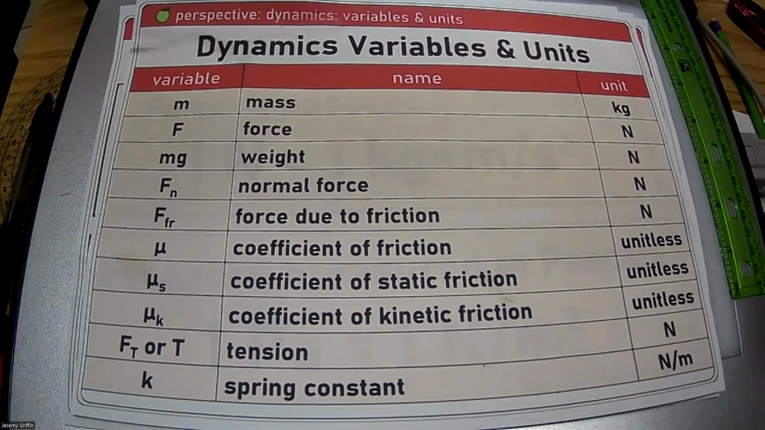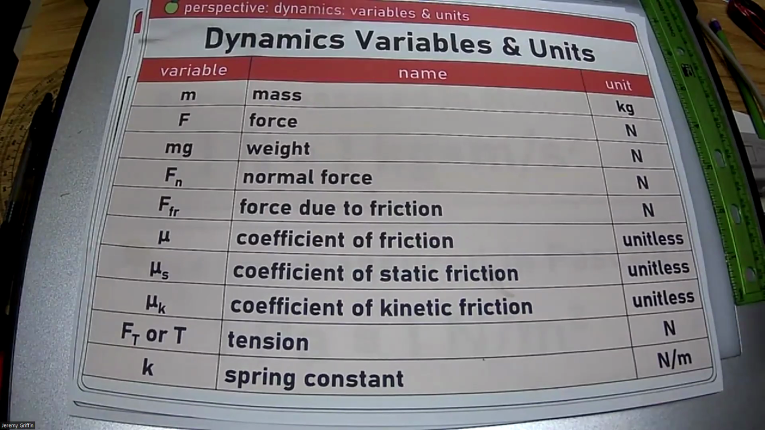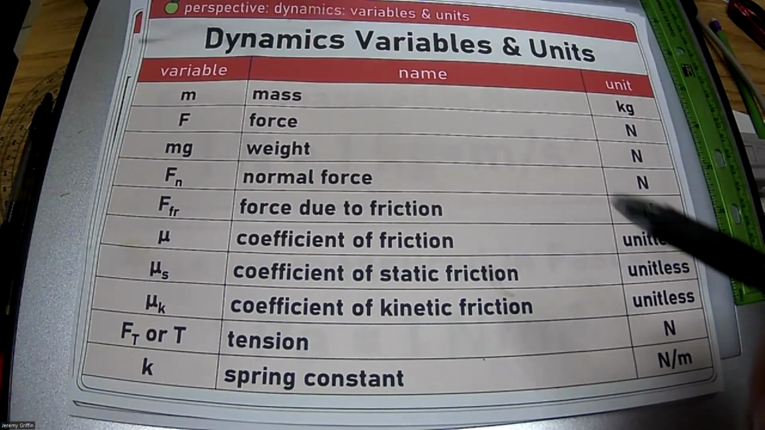So here's some new stuff. Dynamics, variables, and units. Now, for the first few weeks of school, you guys saw, displacement was in meters, velocity meters per second, acceleration meters per second squared, time is in seconds. I think those are the main ones, right? Okay. Now let's break out some new ones.